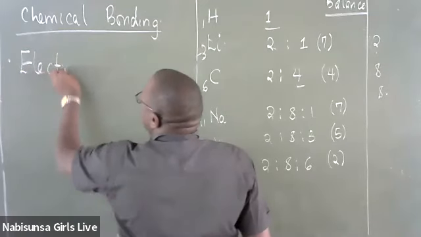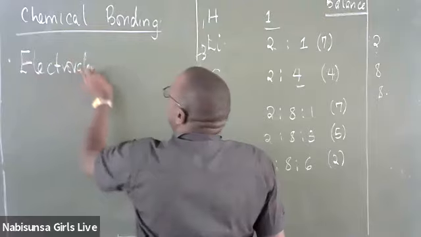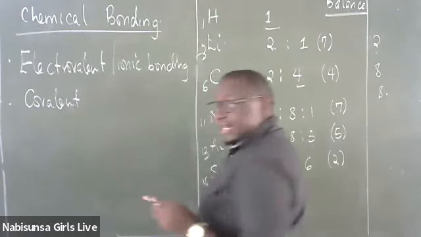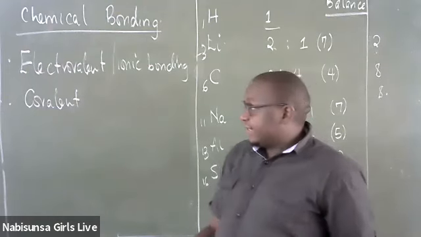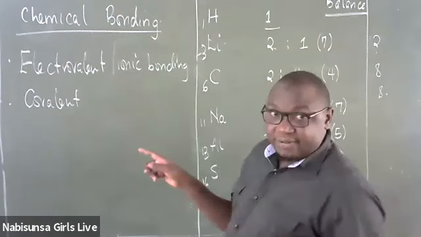Covalent bonding. Electrovalent, there is what they call ionic bonding, electrovalence, which is the same as ionic bonding. Covalent. It's not covalent with an N, there is no N. Okay? Types of bonding, covalent bonding.